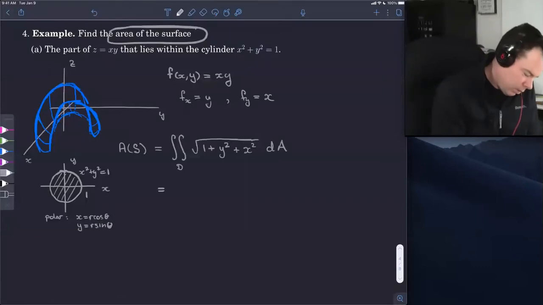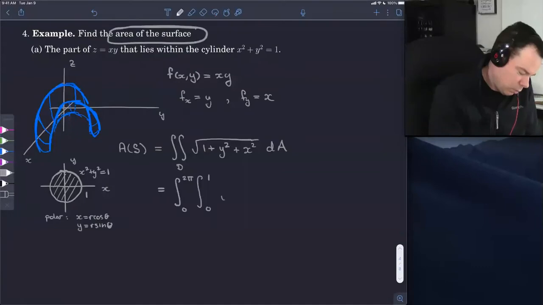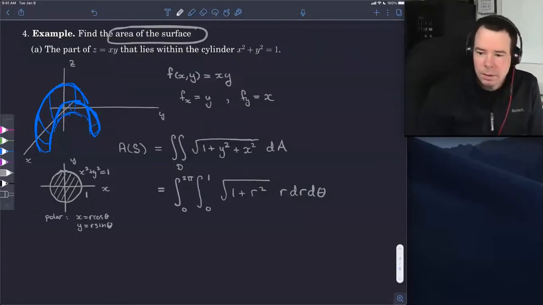So we're going to integrate from 0 to 2 pi and from 0 to 1. So that's our theta value and our r value. And since we've switched to polar, it's going to be the square root of 1 plus r squared. And then the area element is r dr d theta. And so this is the integral that we're going to want to evaluate.